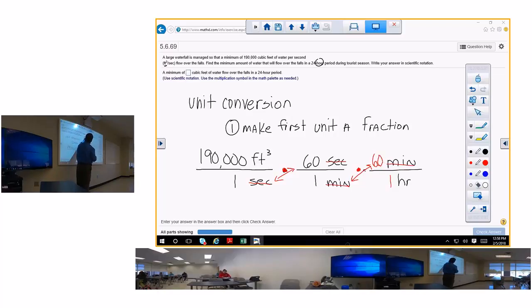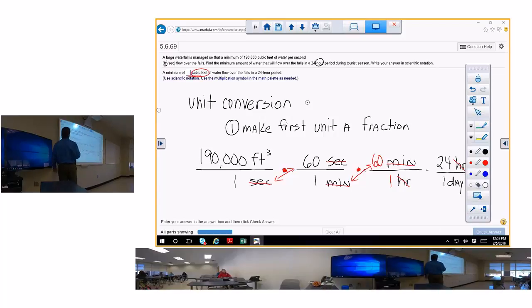But they want you in a what? 24-hour period. So you multiply by what? 24 what? Hours equals what? 1 day. And what else cancels? The hours cancel. Because the question is asking for what? It says a minimum of what? So it's not asking for cubic feet per hour. It's asking for cubic feet.